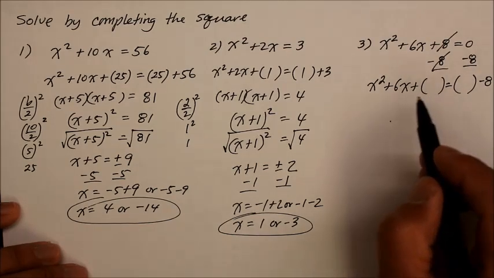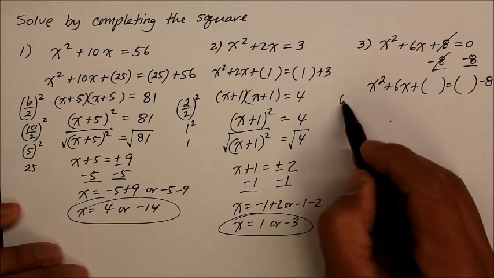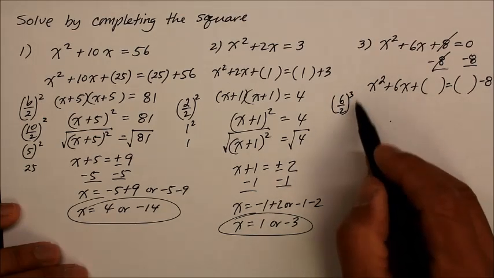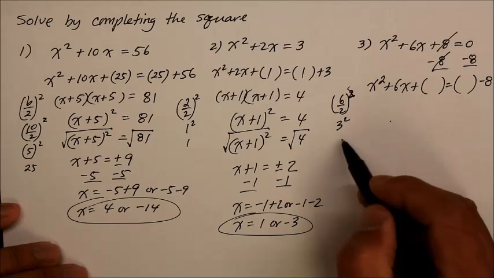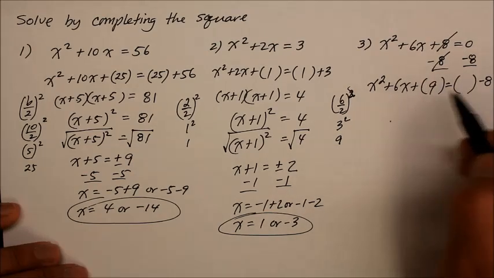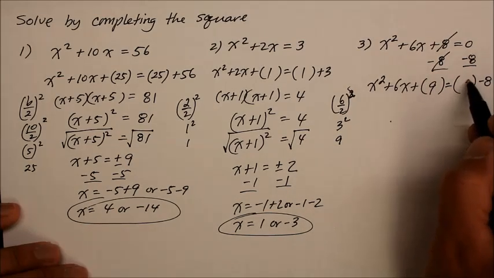Now what goes in here is half of the 6, which will become 3, squared. 3 squared, which is 9. And whatever you give to the left side of the equation, you give to the right.